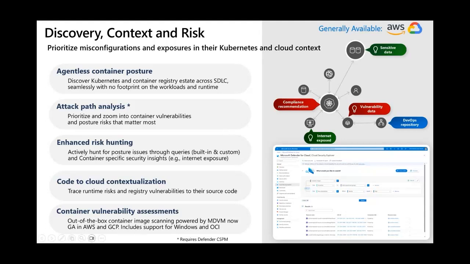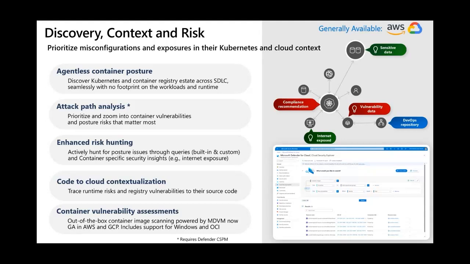From there, we're also able to provide the attack path analysis, which allows us to see different lateral movements that an attacker could take to gain access within the cluster, and really allow you to focus on different risks that matter most for your environment. From there, being able to discover that full inventory of the cluster, we also provide enhanced risk hunting, which is using the Cloud Security Explorer, as you can see in this screenshot here, to actively hunt for different posture issues through using either custom queries or built-in queries, and search for different container-specific security insights, such as internet exposure, that may exist within the cluster.